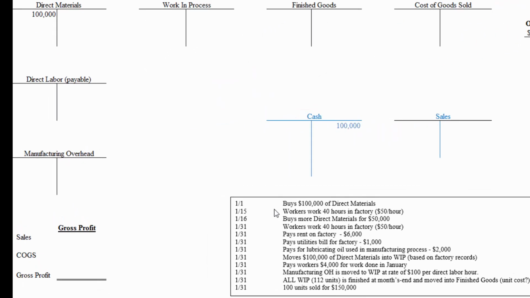The next thing that happens is workers work 40 hours in the factory at $50 an hour. That's $2,000. So let's credit direct labor payable and debit work in process. In this simple example, there's no indirect labor. What your book might do is they might call this thing factory labor. And so they're going to include in that not only the direct labor, the line workers, but also, say, the supervisors or the quality control folks. And so they might debit factory labor and then credit things like wages payable, payroll taxes payable, etc.